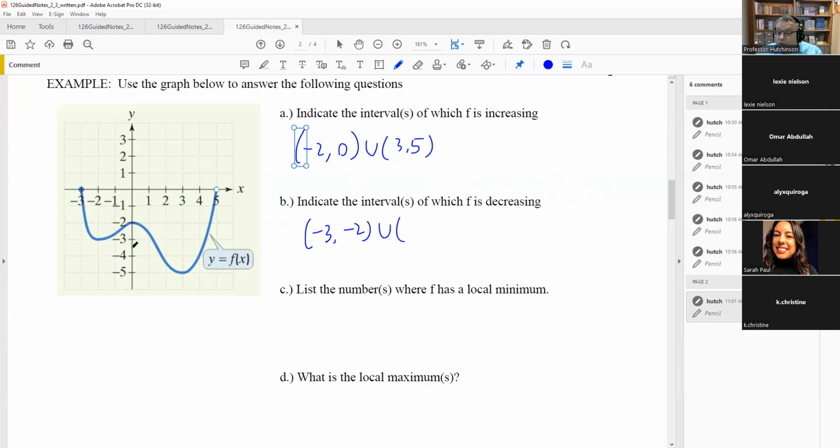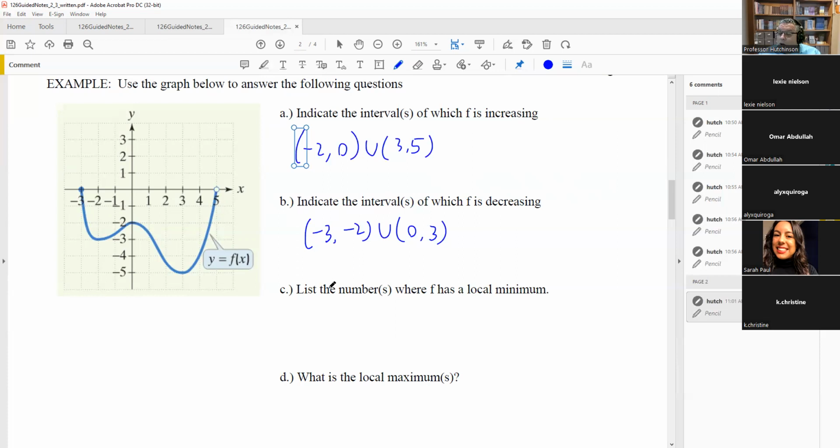And I also have this section right here. It's going downhill between the x value of 0 and the x value of 3. So from 0 to 3. Again, these are not coordinates here. These are intervals. These are all x values for each of these.